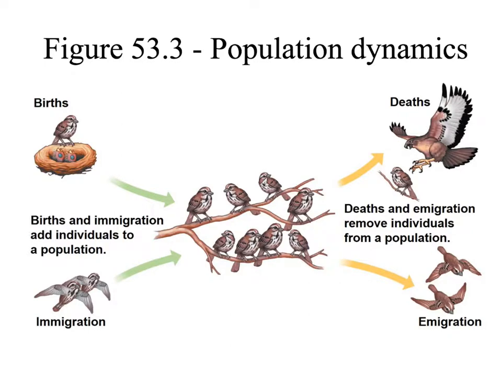Here's an example of a population of sparrows. Each year there are a certain number of babies born into our population. We also see that some birds immigrate into our population. On the flip side, there are some sparrows that die each year either due to natural causes, predation, or other problems. And there are also birds that emigrate out of our population and move to other areas. All of these factors will contribute to the overall population size and the population growth rate.